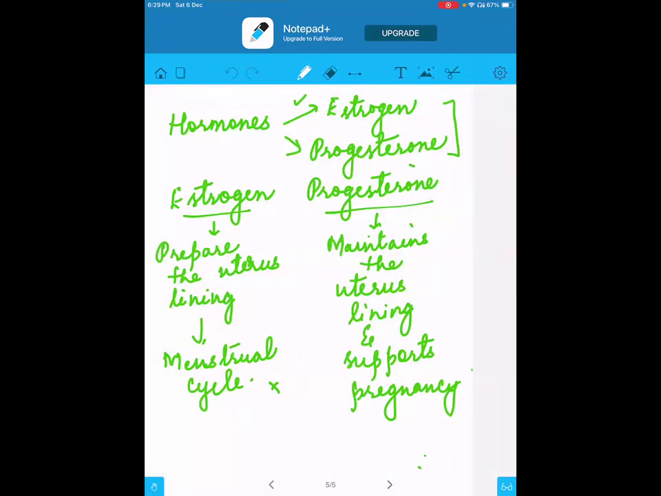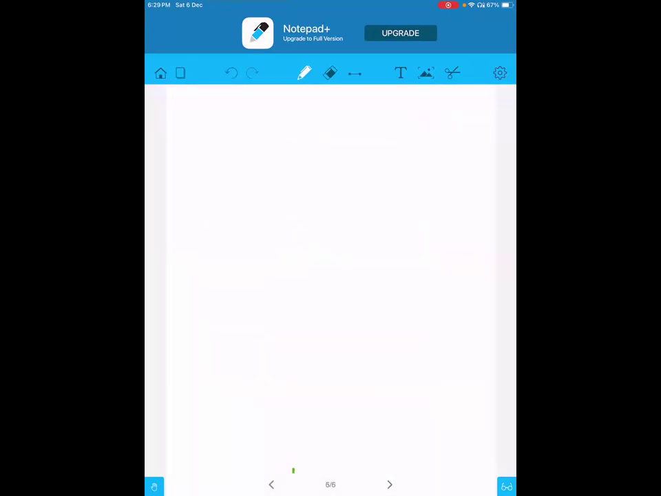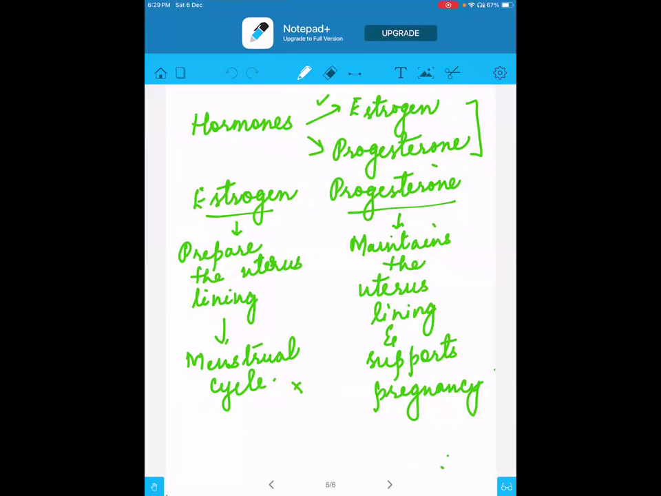The next point is that a mature ovary contains a large number of eggs. When females are small, maybe 7, 8, 10 or 11 years old, they do not have many eggs produced in the ovary. But as soon as they cross puberty or reach adolescence, many eggs are produced in their ovary.